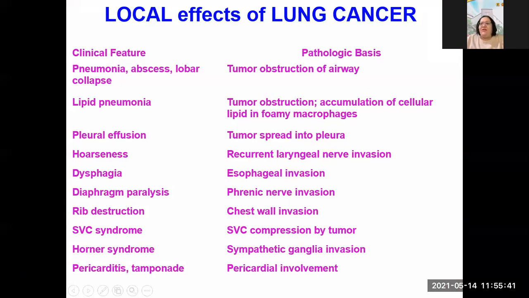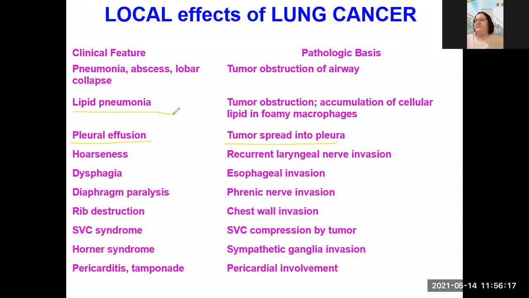So what are the local effects of lung cancer? I'm showing you the clinical features and the pathologic basis of the effects of this lung cancer. So I'm just going to show this to you. Very commonly, we see pleural effusion. Let me point this out. This is very common, actually. Pleural effusion, because the tumor has spread into the pleura and it becomes repetitive.